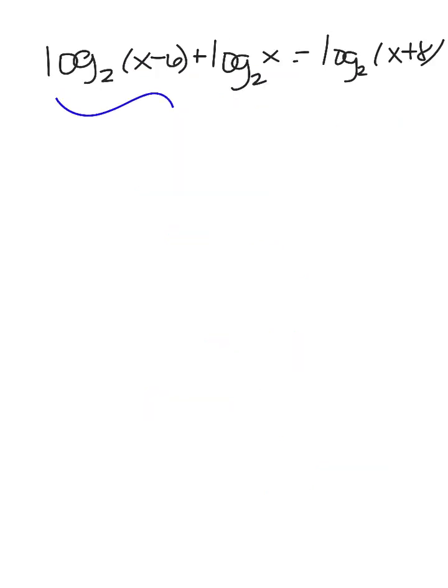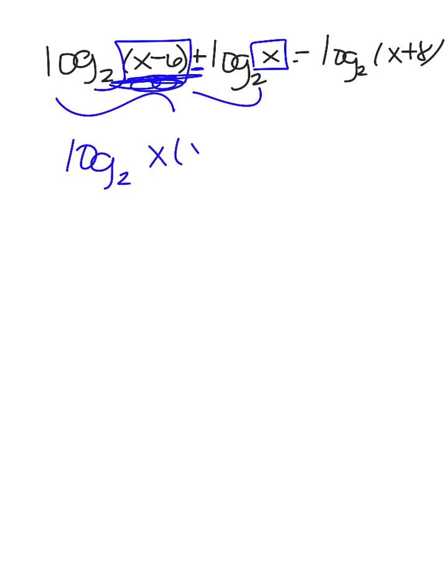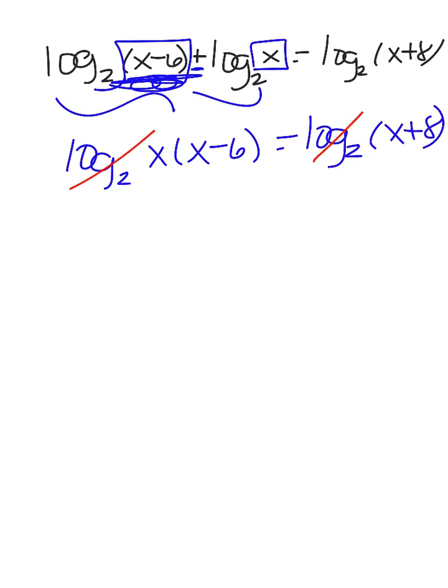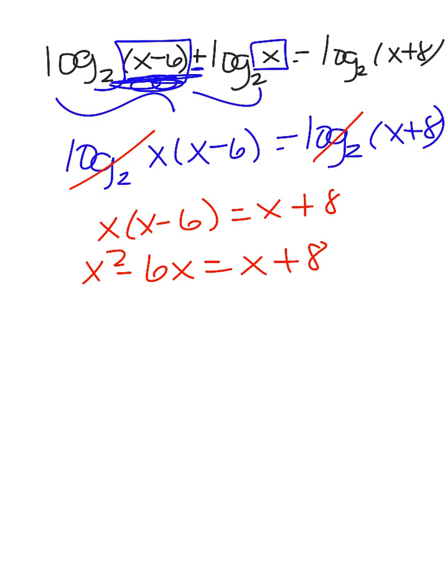Okay, so again, we're going to condense. So I have a plus, comes from these two here being multiplied. So I have log base 2 of x times x minus 6 equals log base 2 of x plus 8. So they both have log base 2. So I could get rid of the log base 2. And just set x times x minus 6 equal to x plus 8. So I distribute the x, I get x squared minus 6x equals x plus 8. So I'm going to minus x minus 8.